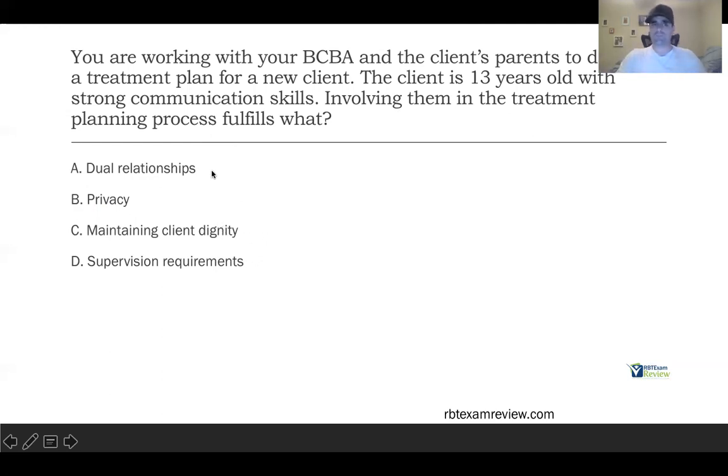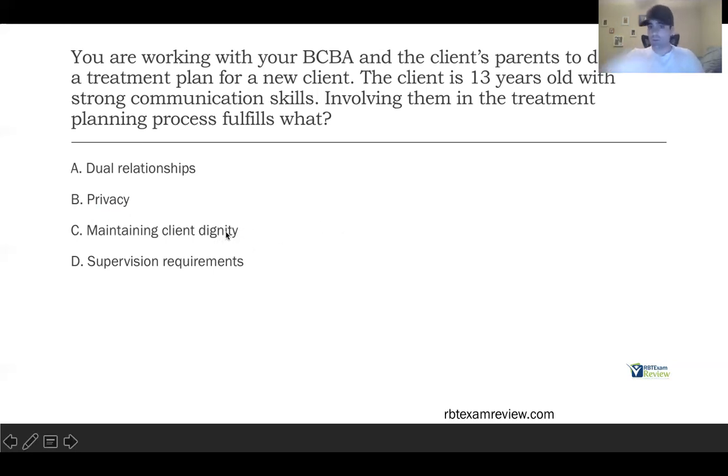What are you fulfilling? Well, it's not a dual relationship. What's a dual relationship? It's when you have a professional and a personal relationship with your client. That's not going on in this scenario as far as we know. Privacy, are you protecting anyone's privacy here? No, it's just the team working together. Nobody's privacy is being exposed. There's no threat to privacy. That's out. Maintaining client dignity.